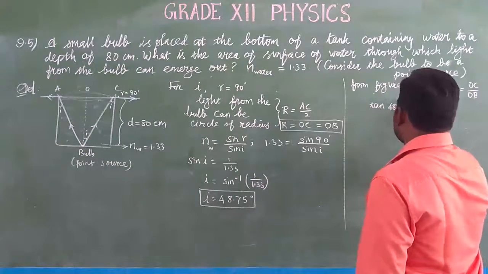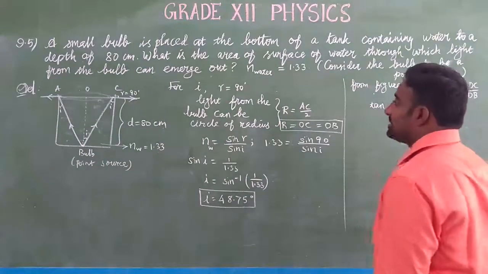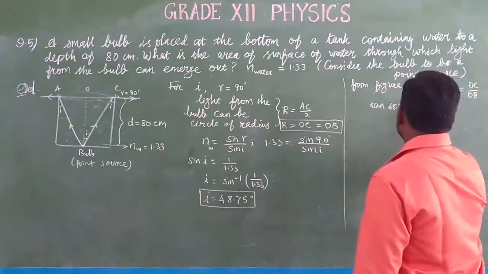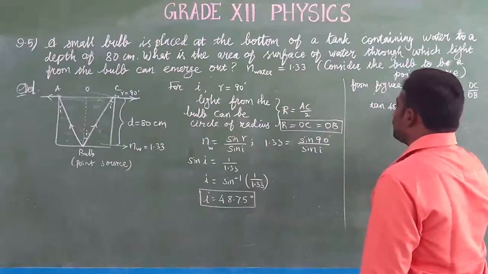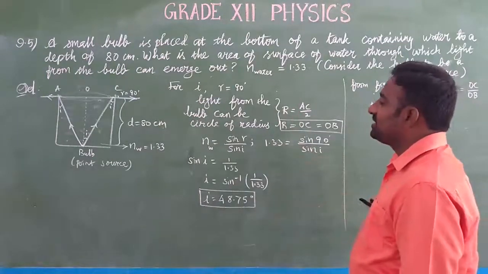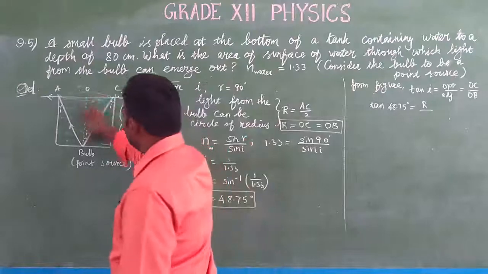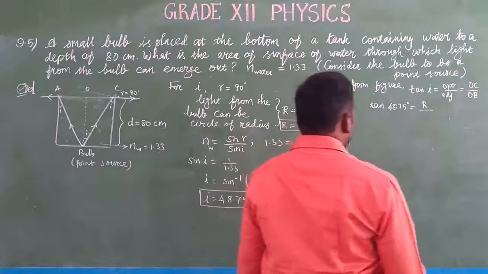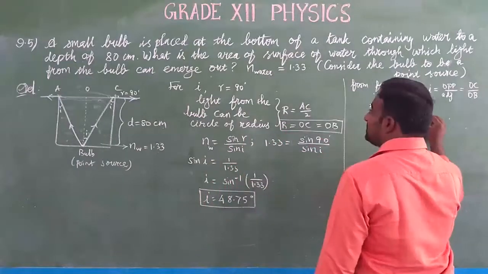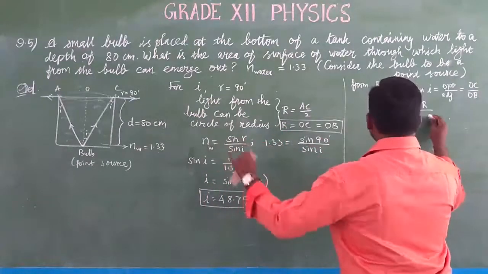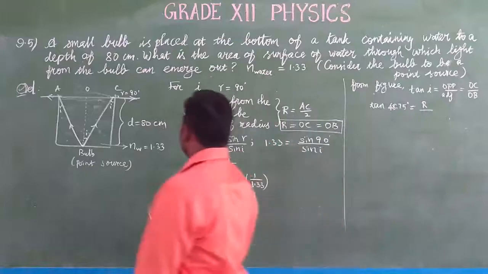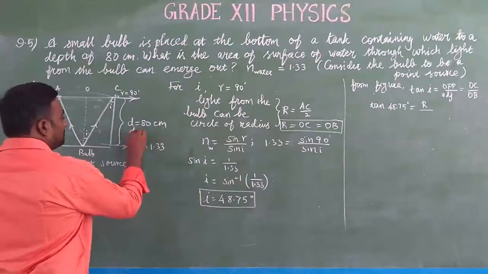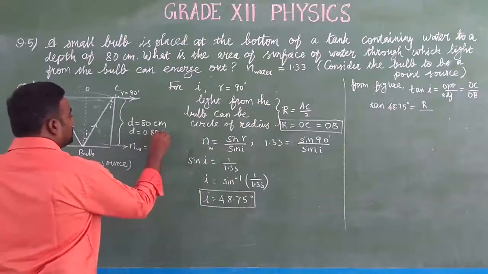48.75 degree, which is equal to, what is OC? OC is nothing but radius R divided by OB. OB is nothing but the depth of the bulb, the depth at which the bulb is immersed in the water. What is the depth? The depth we already have is 80 centimeter, which we convert into meter. So the depth is 0.80 meter.